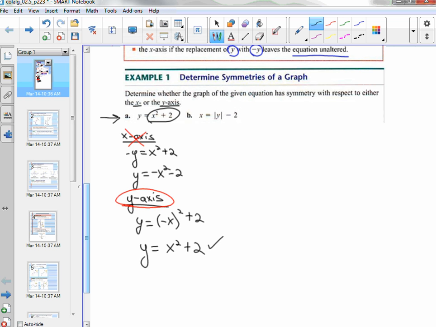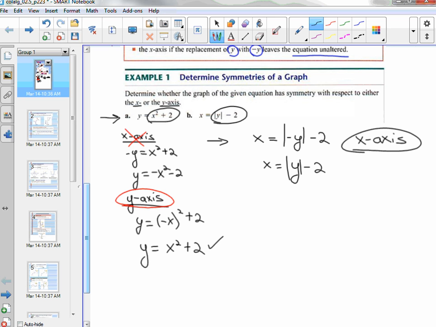Same idea right over here. If I'm going to test for x-axis symmetry, I'm going to replace the y with a negative y. Absolute value of negative y minus 2. I'm going to simplify. What's the absolute value of a negative y? Is that the same thing as the absolute value of y? Yes, it is. Is it the same? Yeah. This has x-axis symmetry.